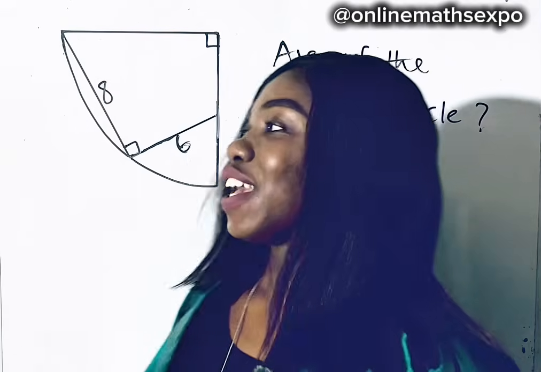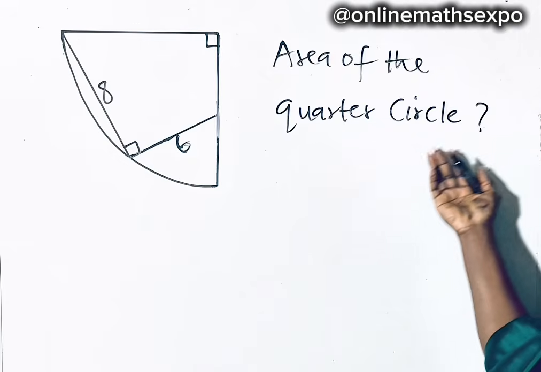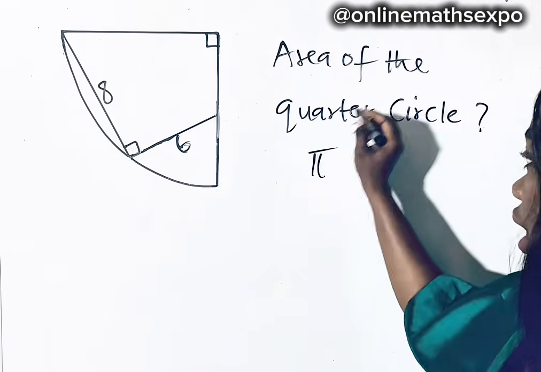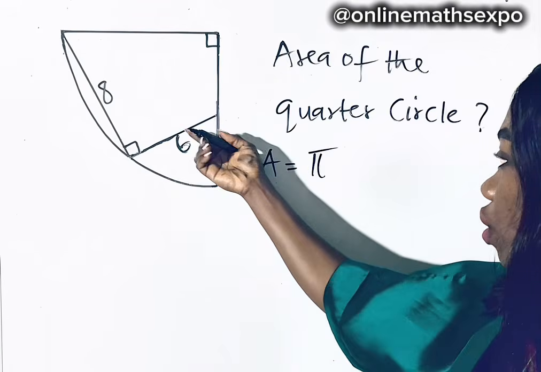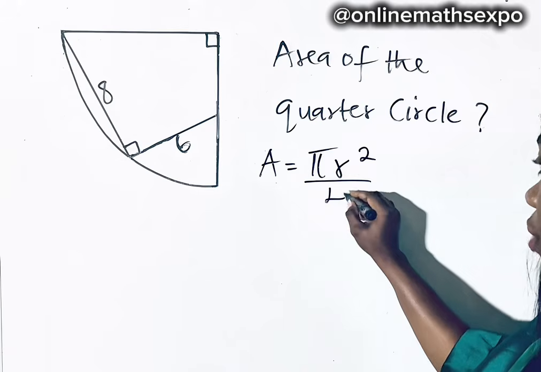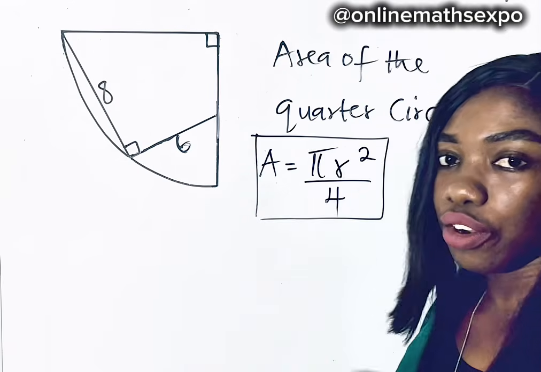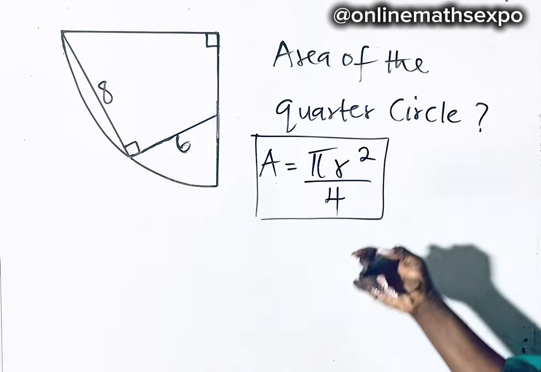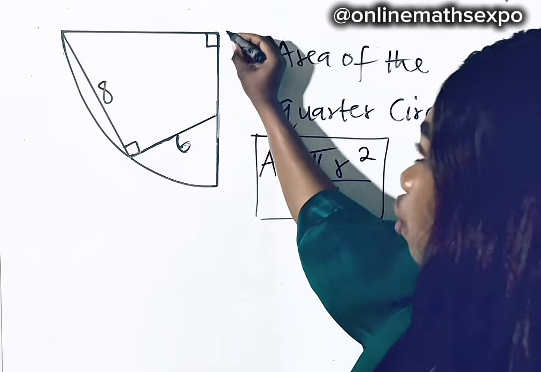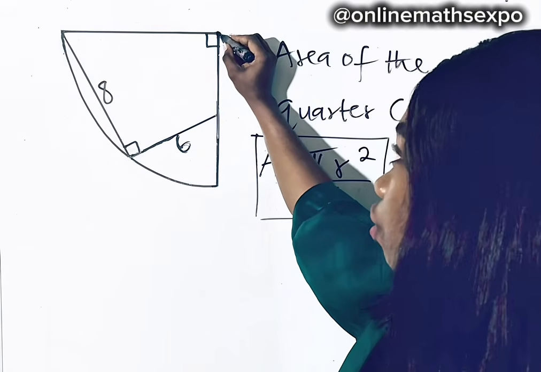It's just so easy. You know too well that to find the area of a quarter circle, you just find the area of a full circle, which is pi r squared. So the area of this quarter circle is the same as the area of the full circle divided by 4. This is all we should do. Looking at this, r is the radius, and for a quarter circle this is the center of the circle.